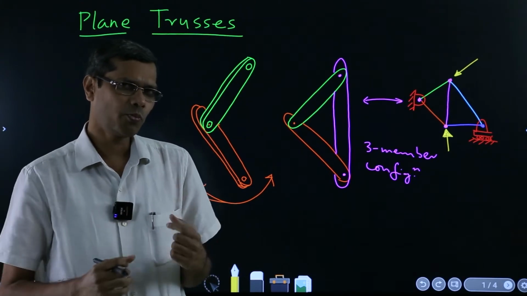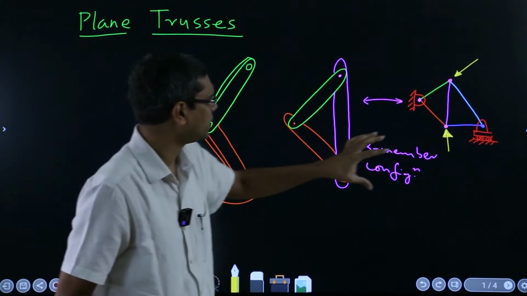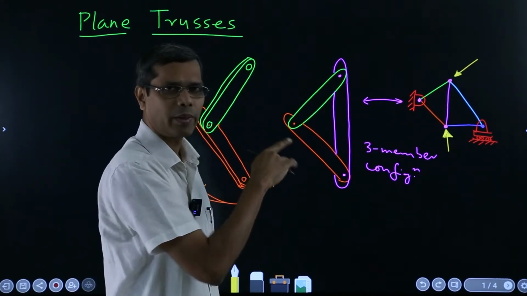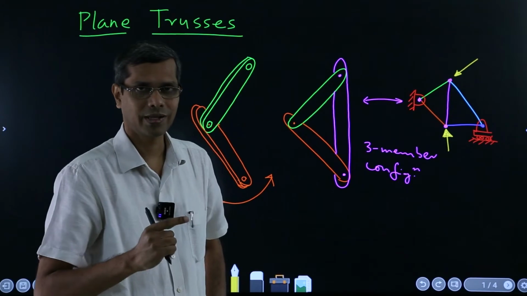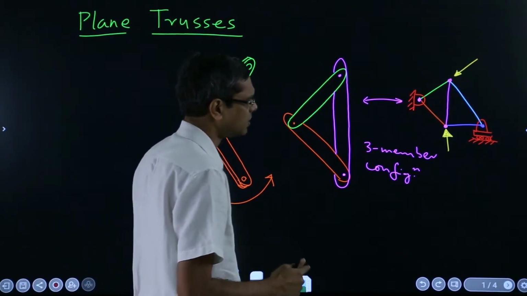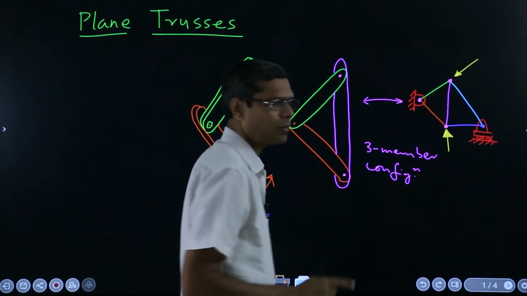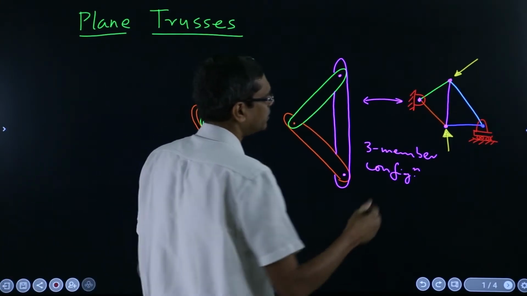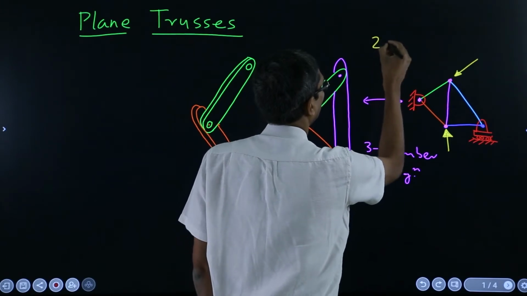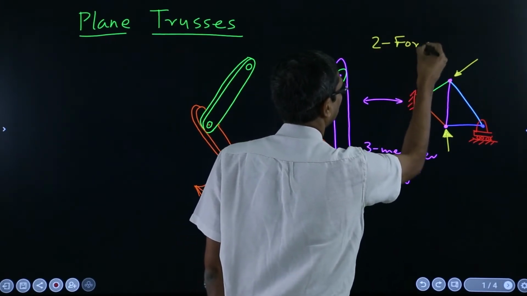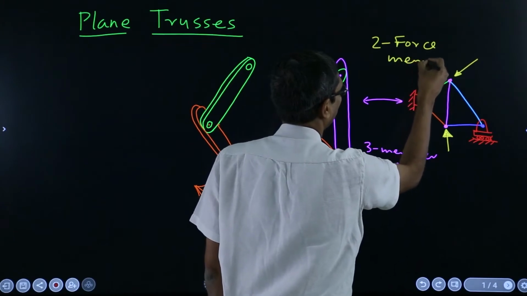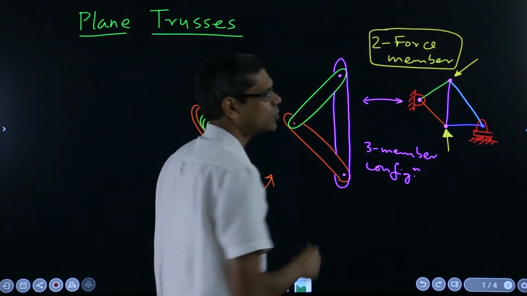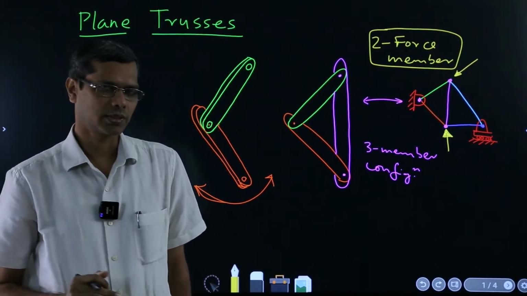And then one more point which will come out of all this configuration or the setup is that each of the members, this is very important, in fact this is the most important thing about the trusses, that each of these members are only 2 force members. So they are 2 force members, every member. This is in fact the most important fact about the truss.